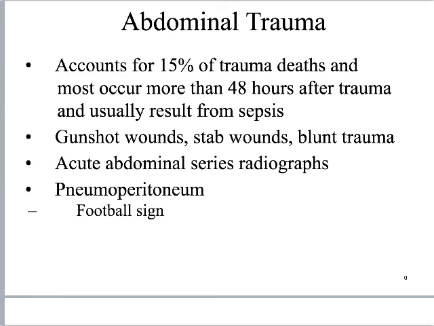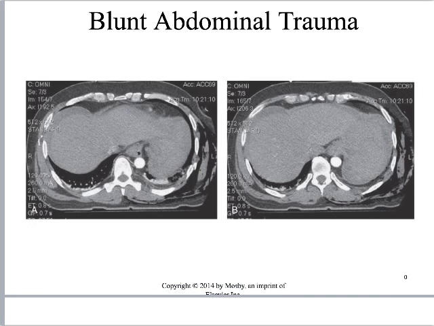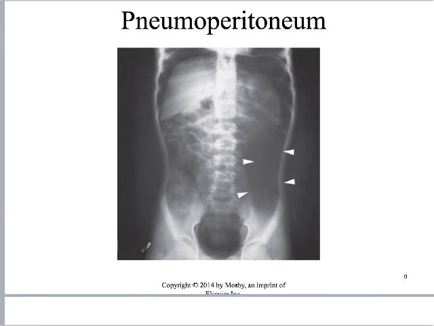Sometimes this, I don't have an example of it here, I don't think. But, oh, here it is. On page 415, we have what's called a football sign due to pneumoperitoneum. Example of blunt trauma to the abdomen, ruptured spleen. And here's that pneumoperitoneum from the textbook.